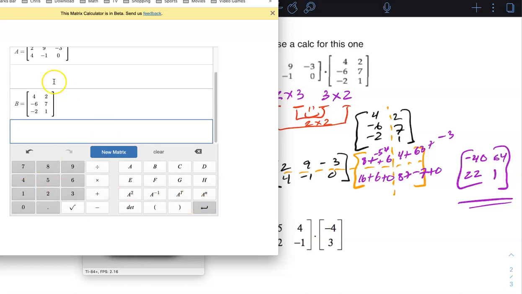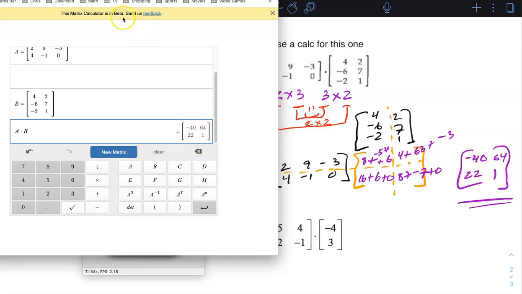Hit enter. So now, just like the calculator, I have my 2 matrices labeled and they're in there. If I want to multiply them, I just do it on here. I hit select matrix A times matrix B. Hit enter. Well, you don't have to enter. It tells you the answer right there: negative 40, 64, 22, and 1. So that's how you do it on Desmos.